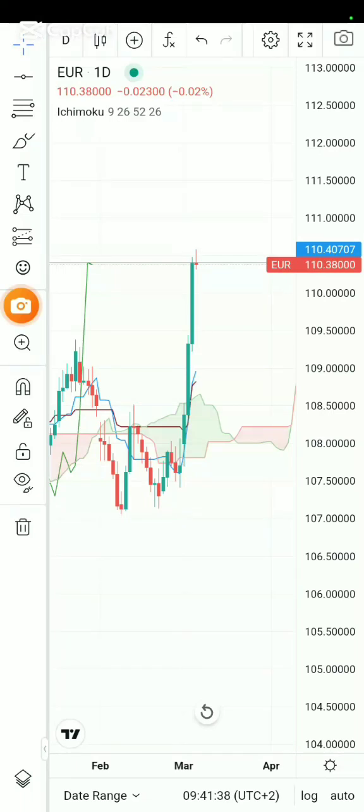Hello everyone, welcome. So let us look at the Euro USD. We are going to start with the Euro. Okay, so we want to determine what's the position of the Euro, and then we'll look at the US dollar and then draw a conclusion.